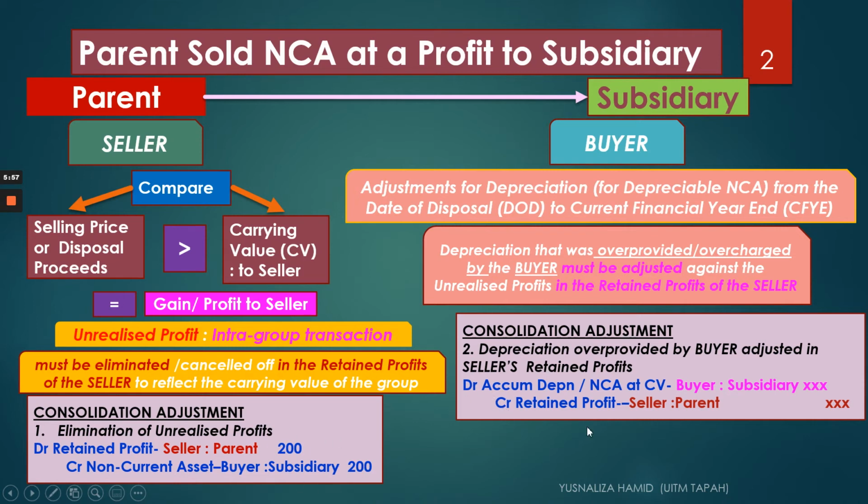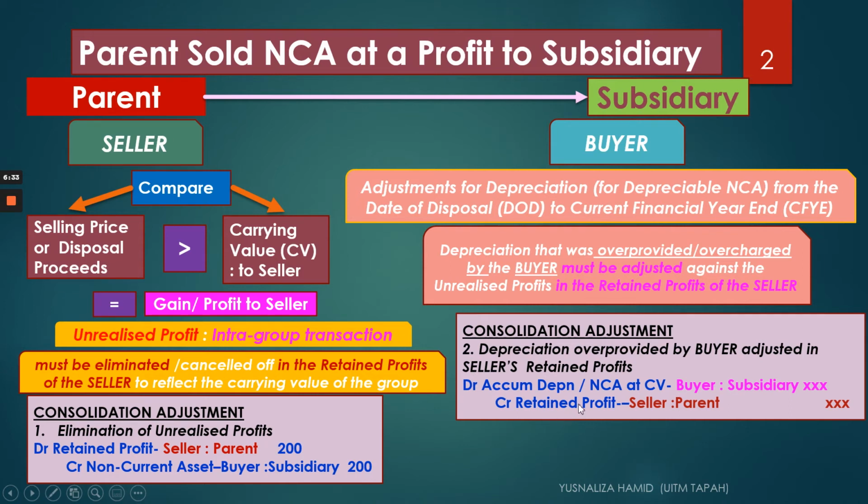This is not the figure, but you will have to look at what the depreciation method is, either the straight line method, reducing balance method, or if you adopt the straight line method, you may also need to look at the percentage on cost, or whether it is using the remaining useful life. So the depreciation that has been provided by the buyer, which is the subsidiary, has been over provided.